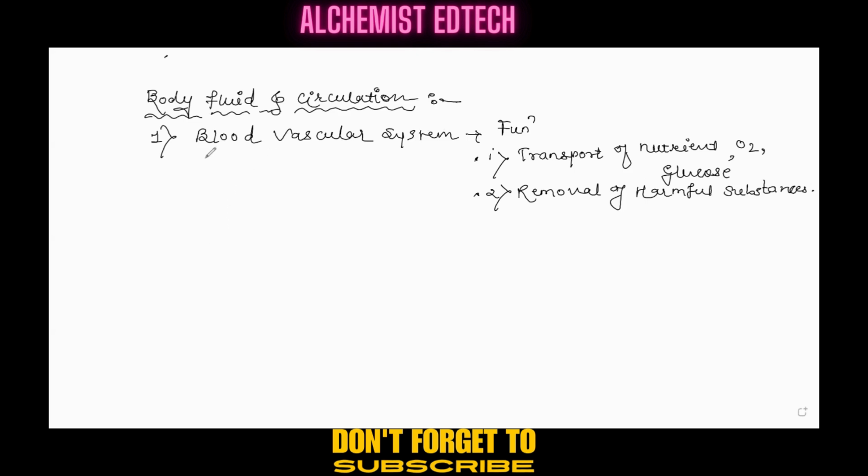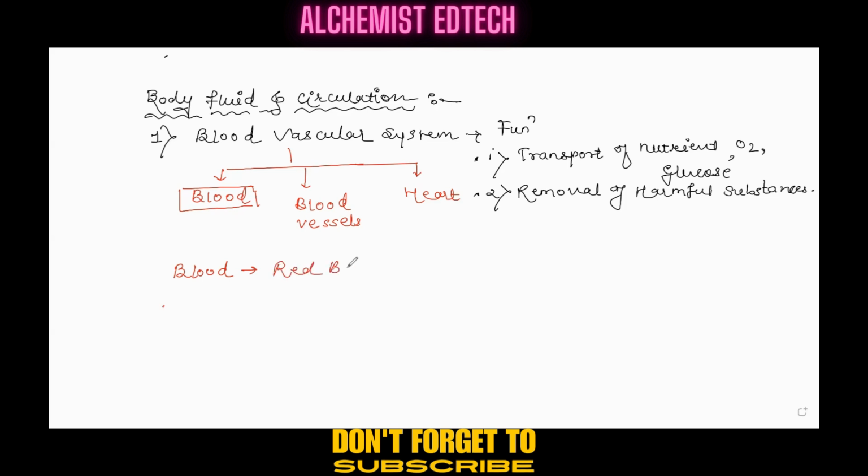Now next, what are the constituents of the blood vascular system? In the blood vascular system, we mainly have to study, very first, blood, second, blood vessels, and third, the heart. Okay, so let's study about the blood today. Very first point about the blood: where will this blood be synthesized? This complete blood will be synthesized in the red bone marrow.